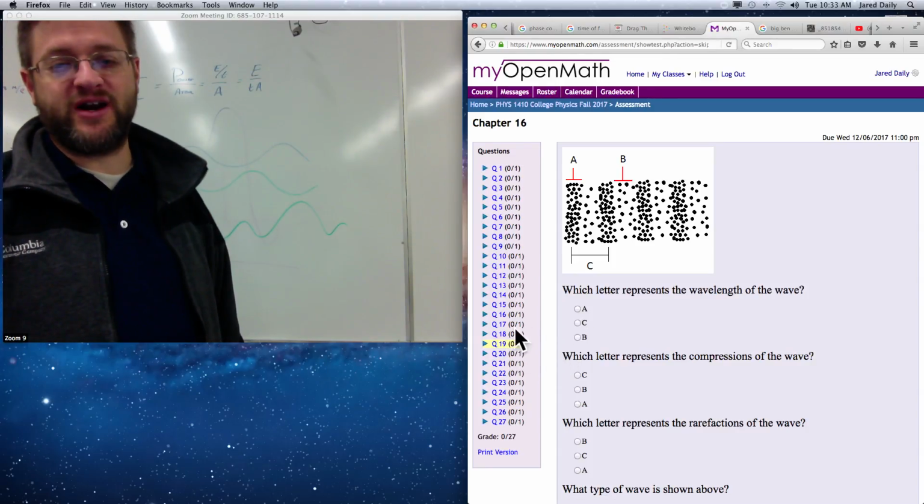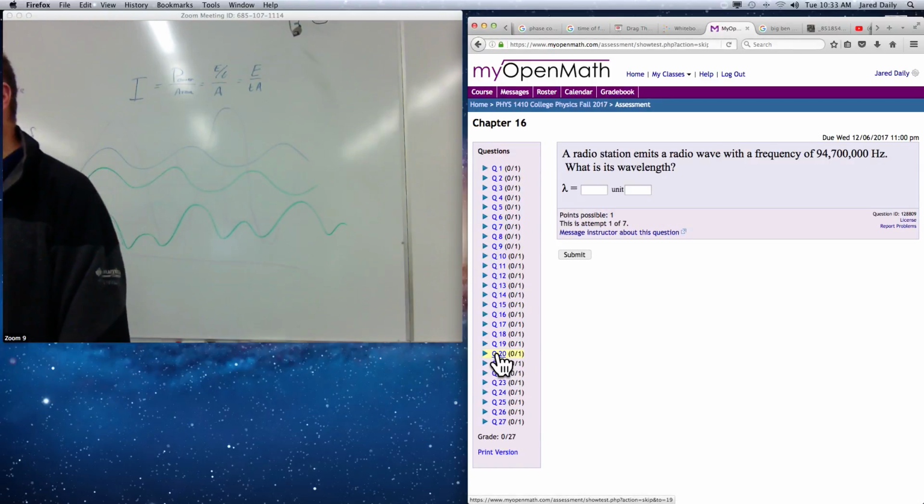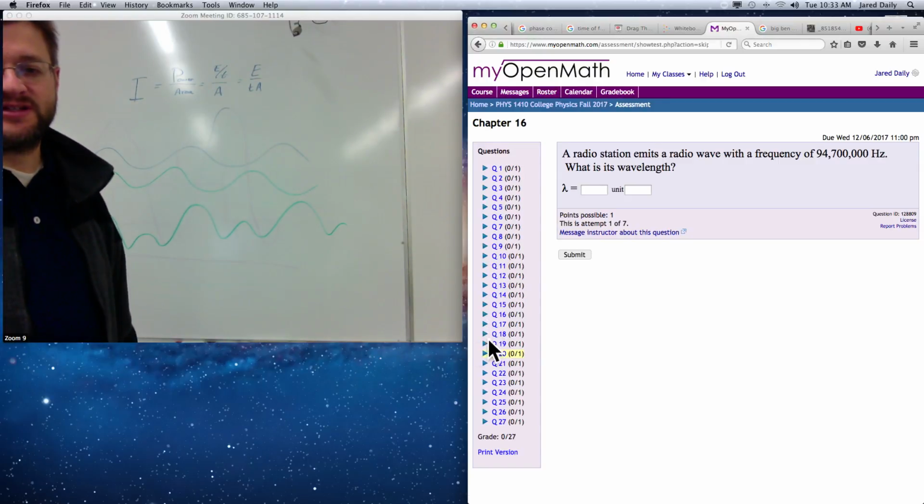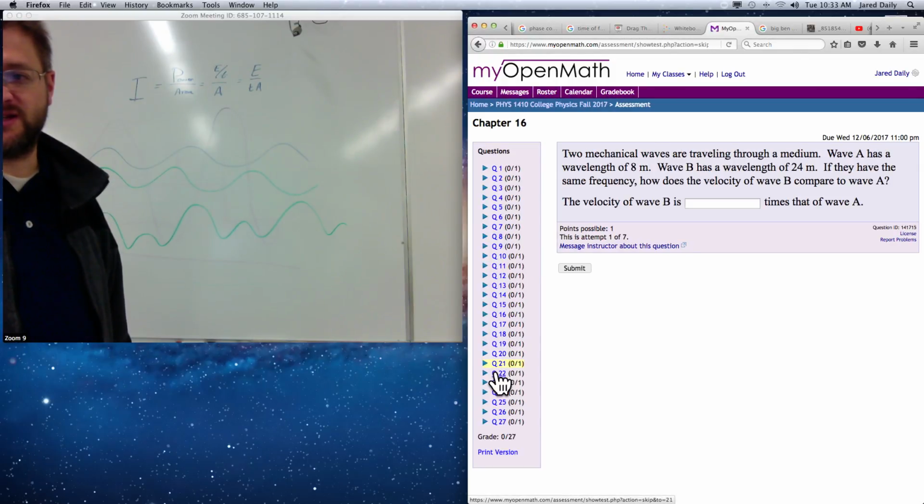Yeah, so it's very confusing when you talk about waves with people because they want to try to make one wave correlate with another wave when there's no correlation. So here they do some more frequency, wavelength combination, things like this. Mechanical waves traveling through a medium, different wavelengths, different frequencies, again.